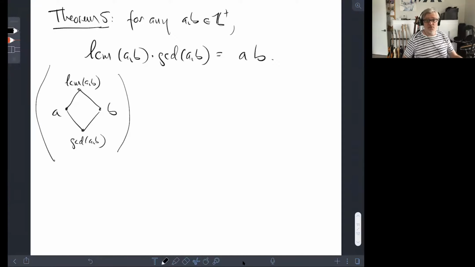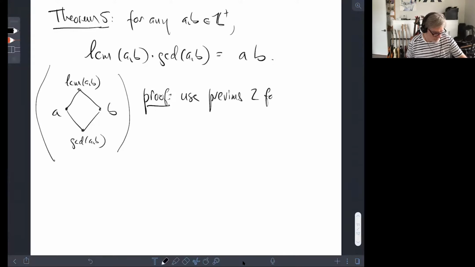Okay, so why is this true? So why? So use the previous two formulas and observe.